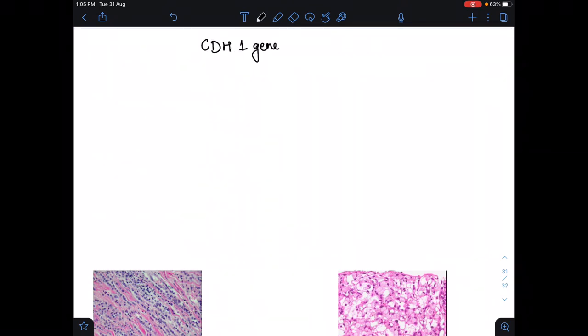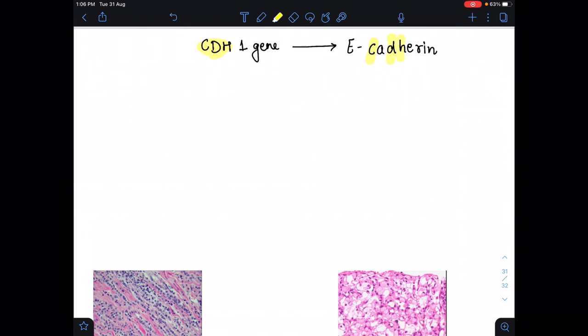The CDH1 gene is present in E cadherin. As CDH, in E cadherin also the C, D and H letters come. So the CDH1 gene is present in E cadherin. E cadherin is a cell adhesion molecule. It helps in the adhesion of the cells.